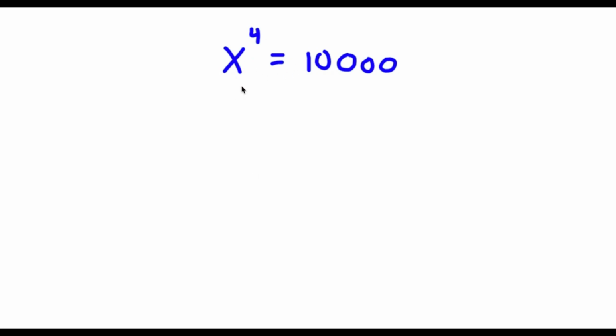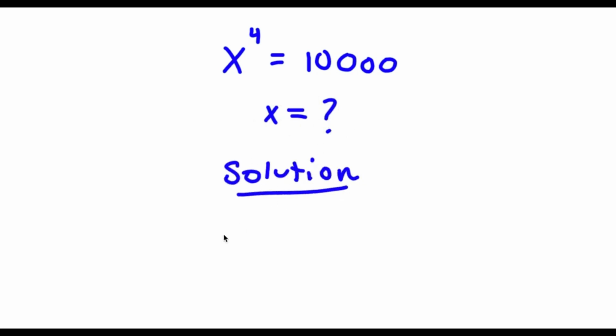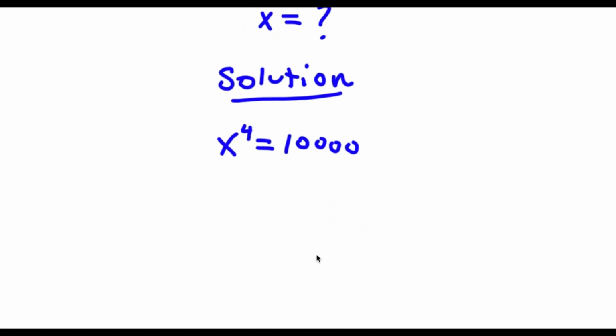Alright, so I have x to the power of 4 is equal to 10,000. So I want to find the value of x. So for my solution, first start with x to the power of 4 is equal to 10,000. Now, I'm going to go ahead and subtract 10,000 on both sides.